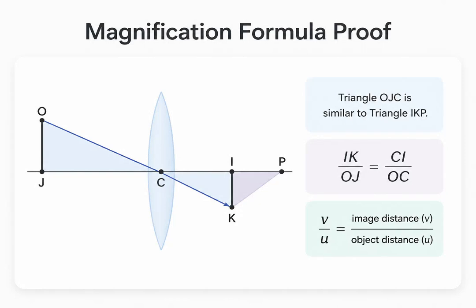To see why magnification equals v over u, consider the formation of a real image by a convex lens. A ray passing through the optical center is undeviated. This creates two similar triangles, one between the object and the optical center, and one between the image and the optical center. The ratio of their heights, which is the magnification, is exactly equal to the ratio of their distances from the lens, v over u.